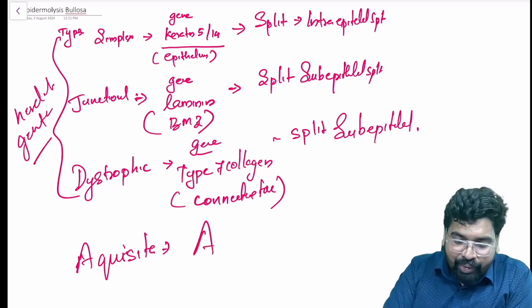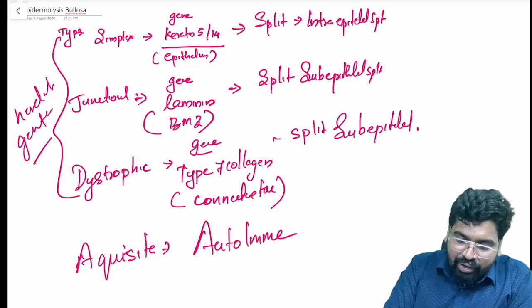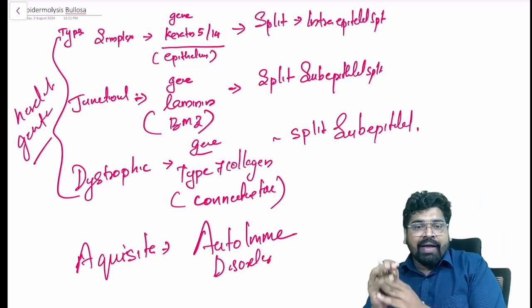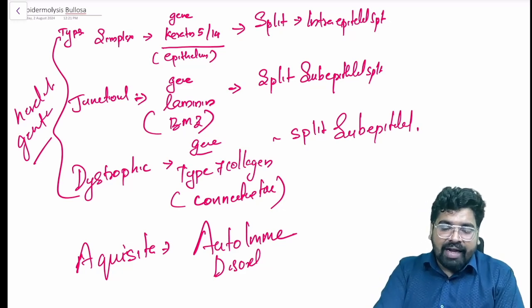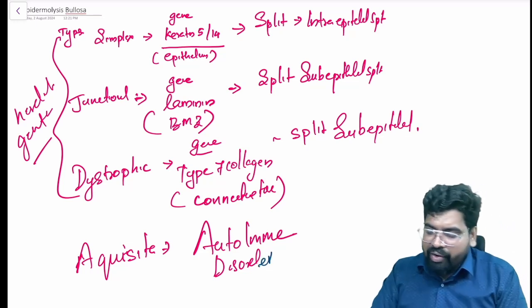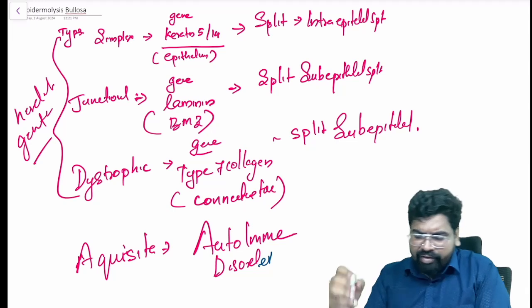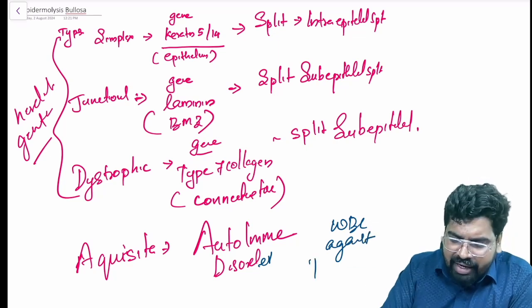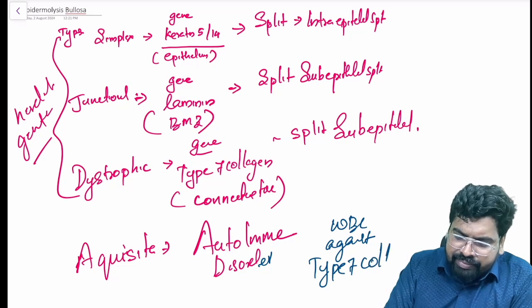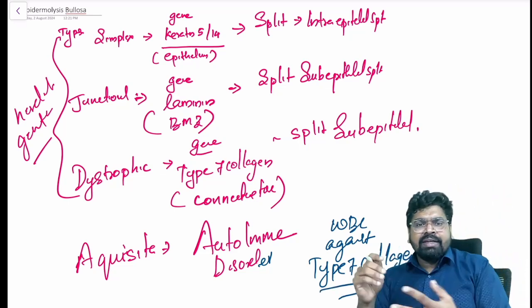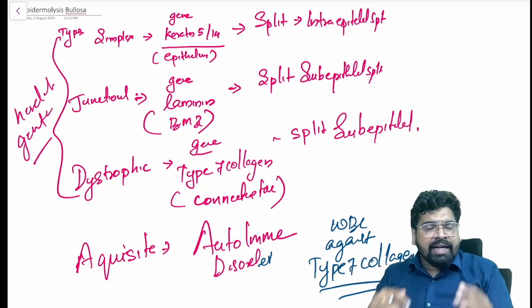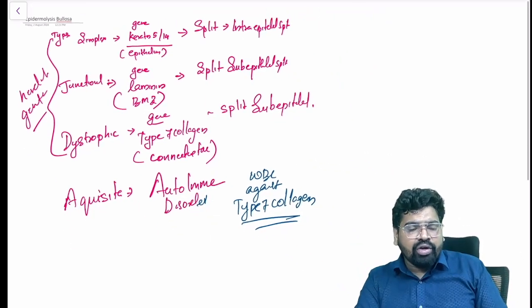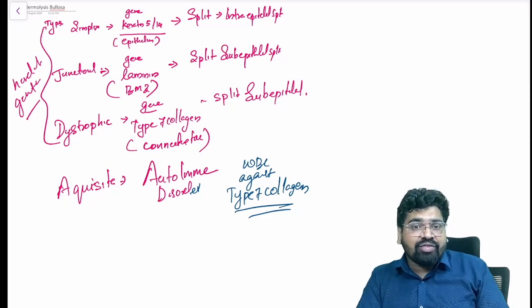It is an autoimmune disorder. It means you are not born with it. There is no gene mutation in this. Our own WBCs are acting against your type 7 collagen, so your immunity is against your type 7 collagen. Here it is not a gene mutation, unlike dystrophica. In dystrophica, a gene was mutated and the type 7 collagen was damaged. Here, it is an autoimmune disorder where our own WBCs are destroying the type 7 collagen.